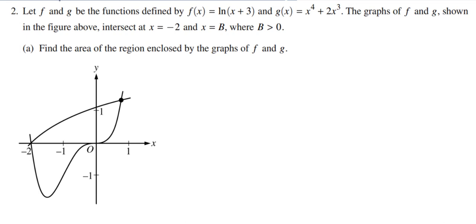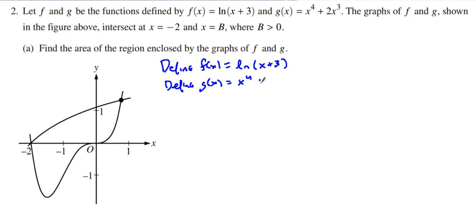And you can see right away this calculator problem, they gave me two functions. They gave me f of x and they gave me g of x. And in my calculus class, we used the TI Nspire CX CAS. And so the first thing we do is we define our f of x in our calculator as natural log of x plus 3. We're going to define in our calculator g of x is equal to x to the fourth plus 2x cubed, and that way we can take a look at that.